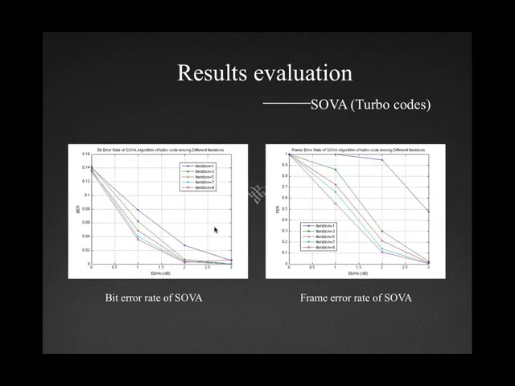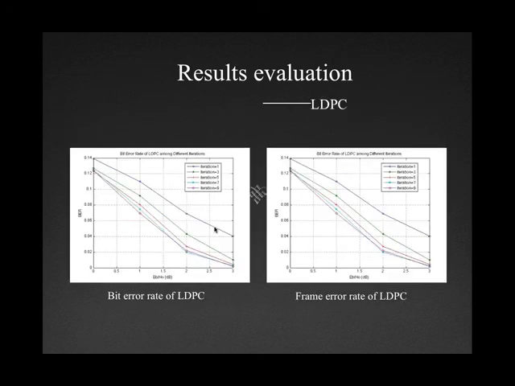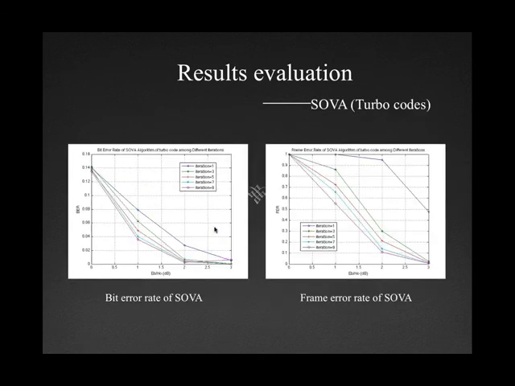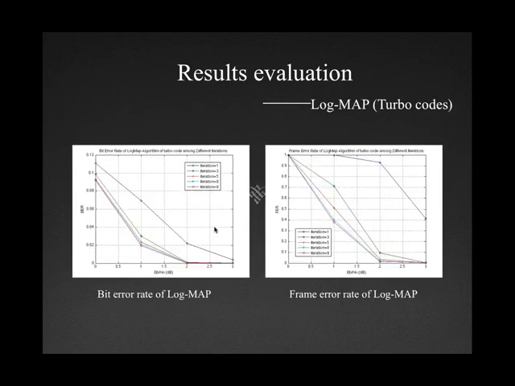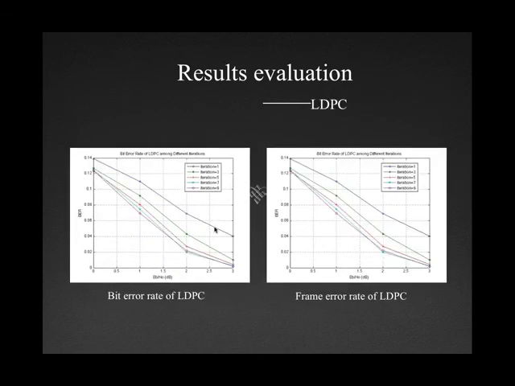So, from these two figures, I can find that when the iteration is 7, the SOVA algorithm performs best. Now I talk about the performance of LDPC code. The trend is also almost the same as the former ones, just as this one. So we can find that the threshold is also 7.